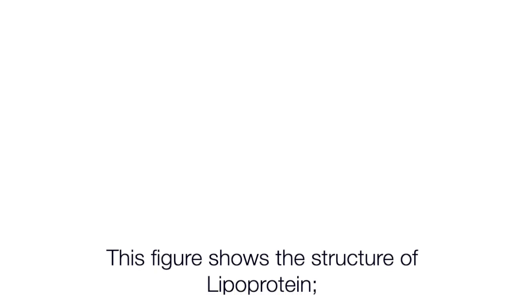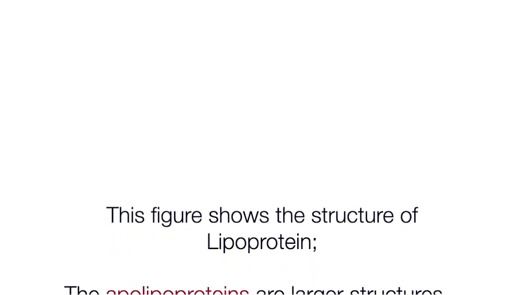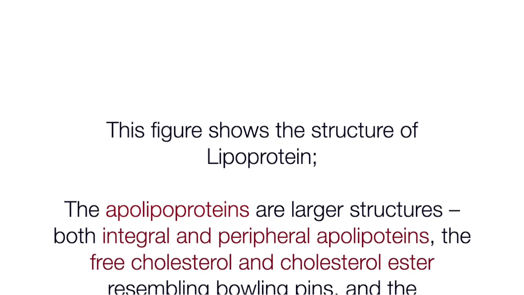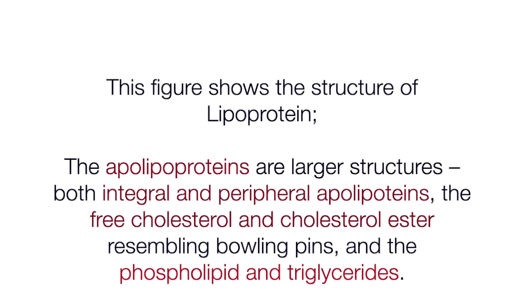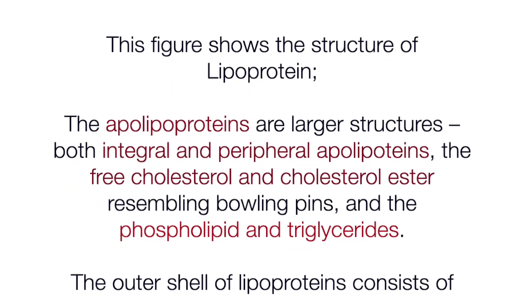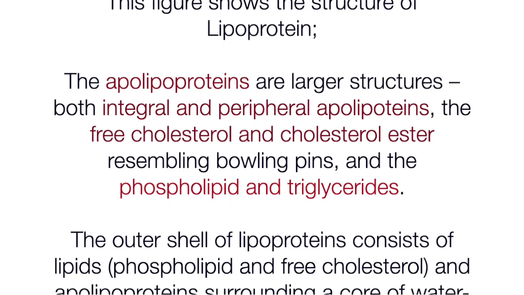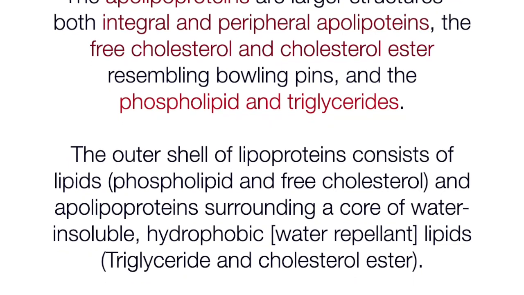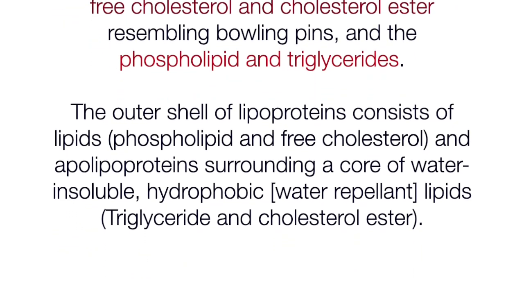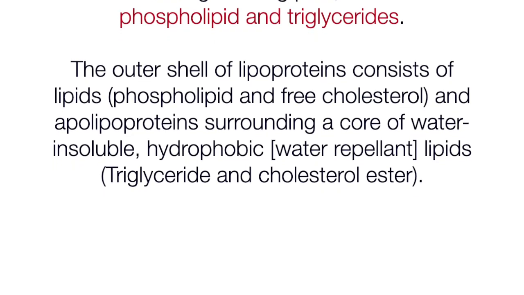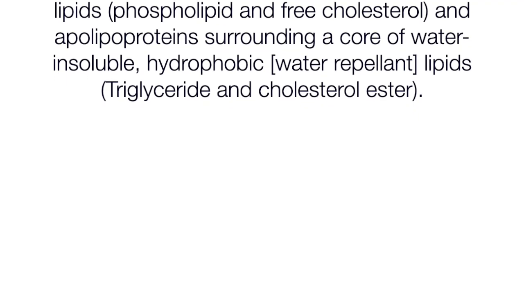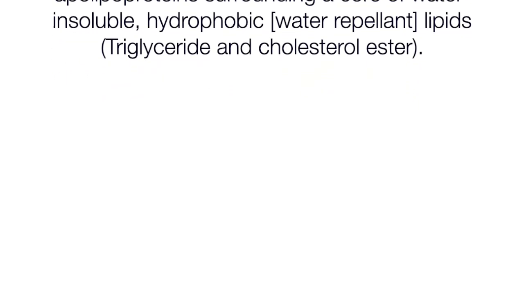This figure shows the structure of lipoprotein. The apolipoproteins are larger structures, both integral and peripheral apolipoproteins. The free cholesterol and cholesterol ester resemble bowling pins, and then there are the phospholipid and triglycerides. The outer shell of lipoproteins consists of lipids, phospholipid and free cholesterol, and apolipoprotein surrounding a core of water insoluble hydrophobic, that is water repellent, lipids, that is triglycerides and cholesterol ester.